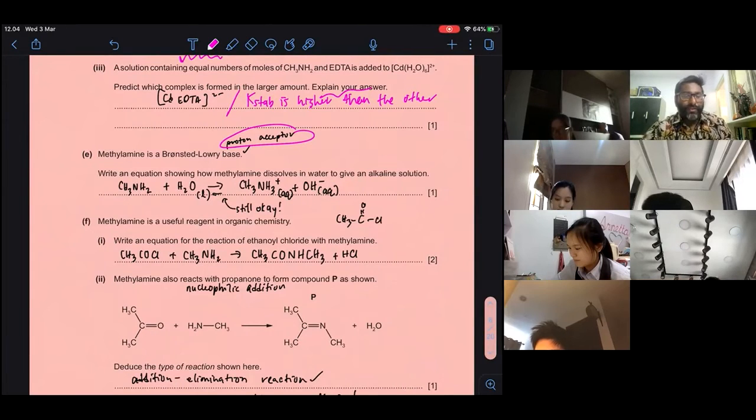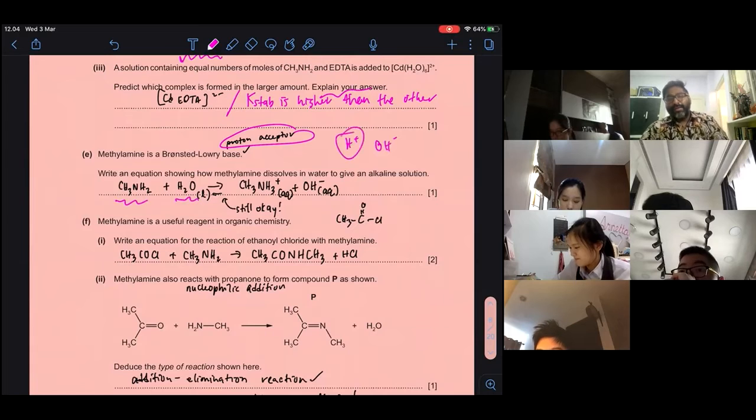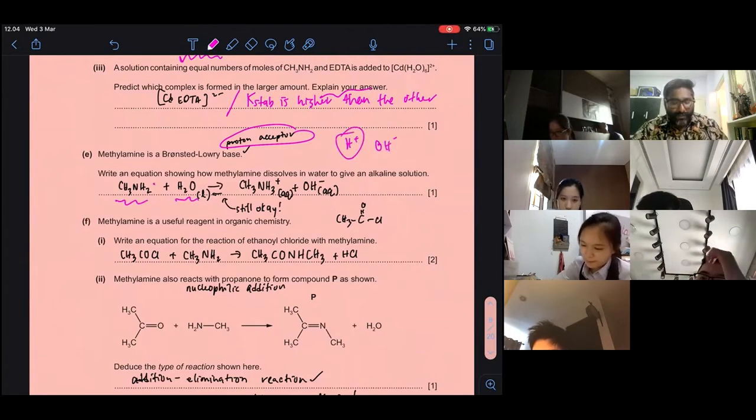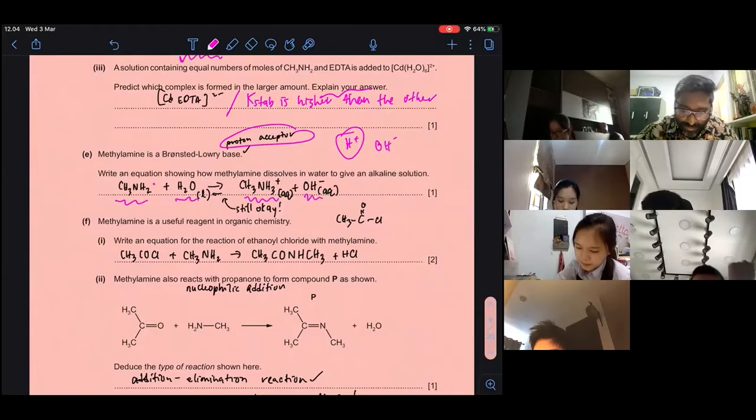Write an equation to show methyl amine dissolving in water to give an alkaline solution. So I put this one plus water. Water will have H plus and OH minus. I was thinking that this is a proton acceptor, and this is the proton. So H plus will go and join here. So you are going to get CH3NH3 plus, and then left with OH minus to show that it's an alkaline solution.